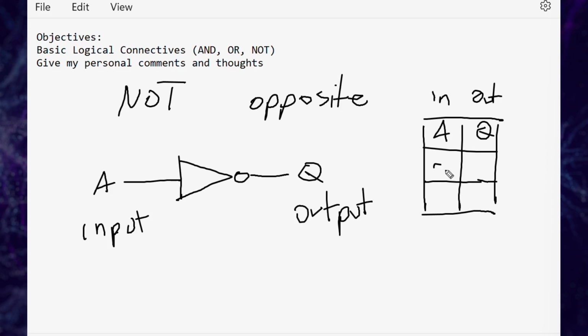Okay, so only 0 or 1. If your input is 0, your output is 1. If the input is 1, the output is 0. Or you can think of it this way: if your input is false, then the output becomes true. If the input is true, then the output becomes false. Okay, simple.